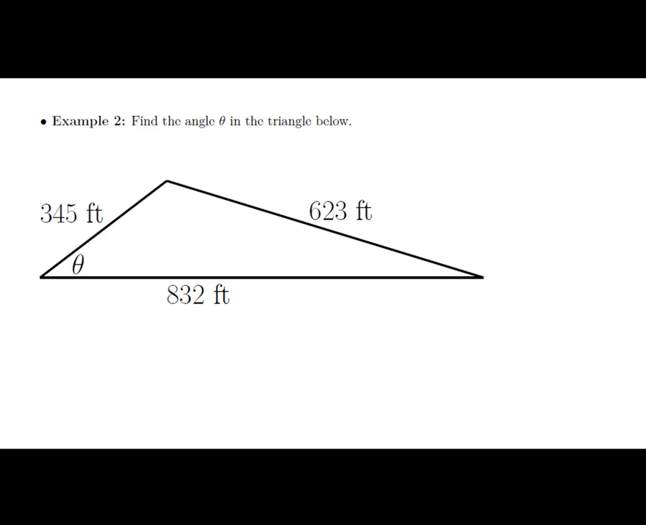So what the law of cosines would say is that I would take the side opposite the angle, set that equal to the square of the other sides added together, and then subtract 2 times those other two sides times the cosine of, this time I don't know my angle.